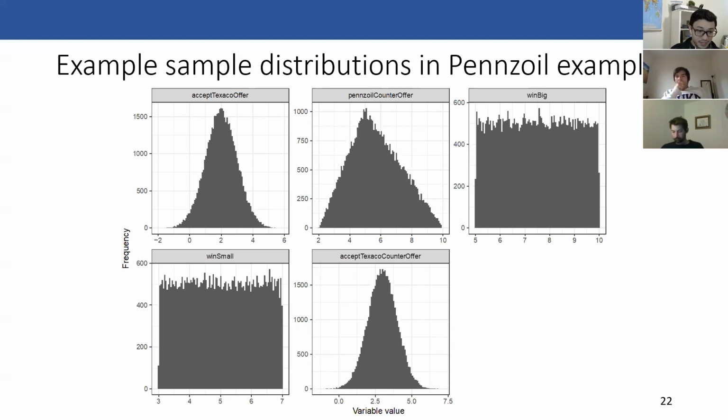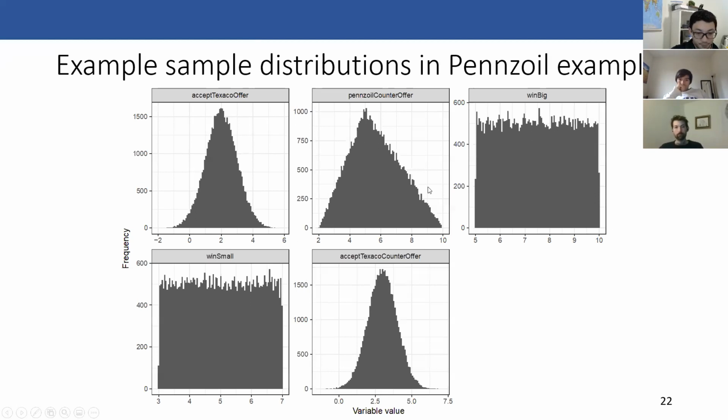In this example, we see 2 normal distributions, and that's the accept offer and accept counter offer. I have 1 triangular distribution, which looks something like this, and then a win big. These are all just showing random draws. This is like 10,000 random draws, and it shows the values that are essentially getting selected as I go through my first and second Monte Carlo steps.